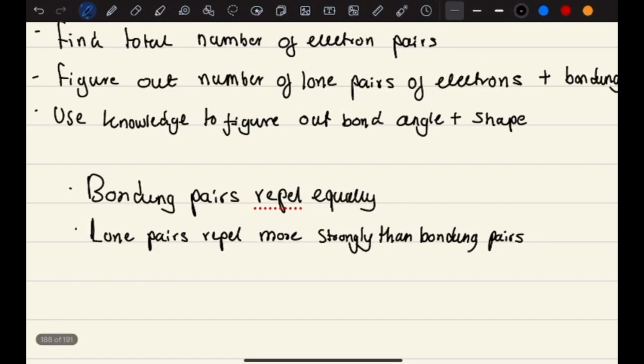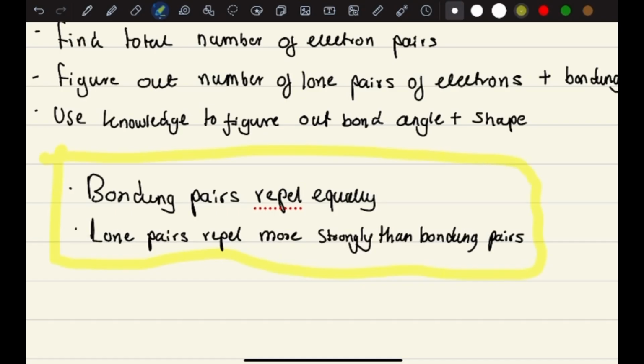The only part that I really wanted to say for exam technique is this. Always mention this in the question. It will get you a mark or 2 off the bat. Bonding pairs repel equally. Lone pairs repel more strongly than bonding pairs. Just say that, it will get you a mark.